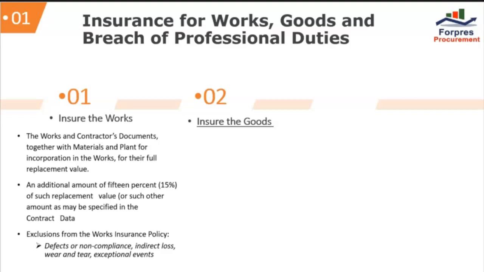Insure the goods, the contractor's equipment, materials, plants, temporary works. The contractor shall insure in the joint names of the contractor and the employer the goods as per the amount stated in the contract data, if not specified or stated, for their full replacement value including delivery to site. The contractor shall maintain this insurance from the time the goods are delivered to the site until they are no longer required for the works.